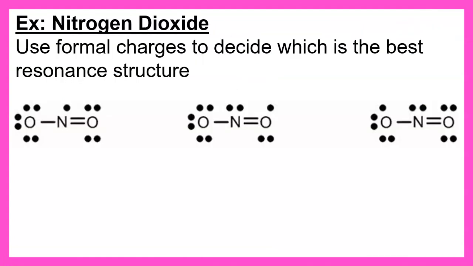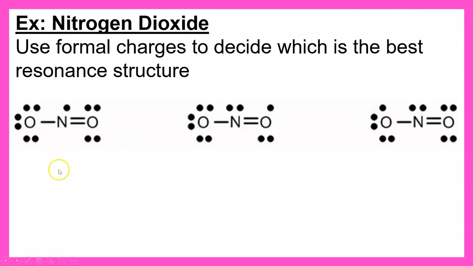Why don't you try this one? Why don't you pause the video and see if you can figure out what the formal charges would be on each of these atoms and which is the preferred Lewis structure, which is the preferred resonance structure. Pause it and give it a try.